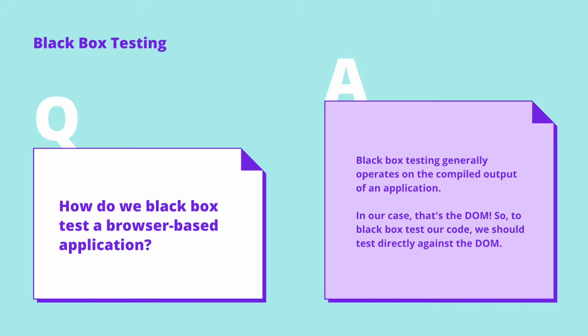So how do we black box test an application in the browser? Well, start with what we know about black box testing. In black box testing, we don't know about how the code in the application is run. We test against what the code outputs. Luckily in the browser, the code outputs more code. It outputs the DOM. So if we want a black box test in the browser, we'll be testing directly against the output of the DOM.